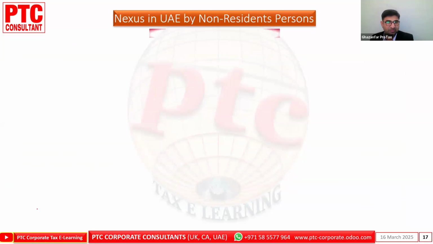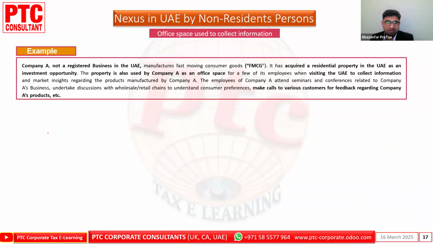I'm just trying to cover this quickly. Office space used to collect information. Here, this is the office space. For what purpose? Collecting information, marketing. They are not doing any commercial activity so far, but for market information collection and R&D purposes, for the product they are going to launch in UAE, and in future a market might exist for them. What is the customer behavior? What is suitable for them? So many things they are doing as part of R&D, collecting the information. Company A is not registered in the UAE.